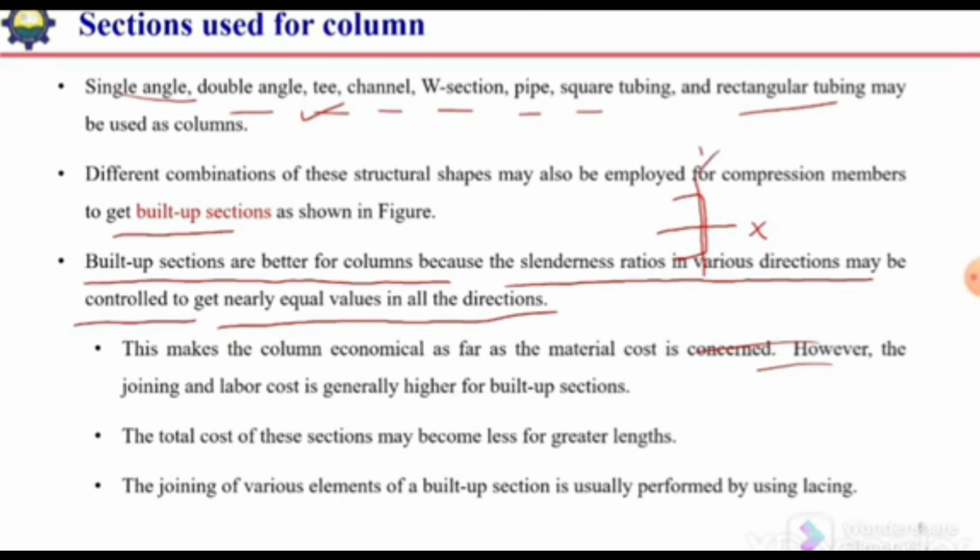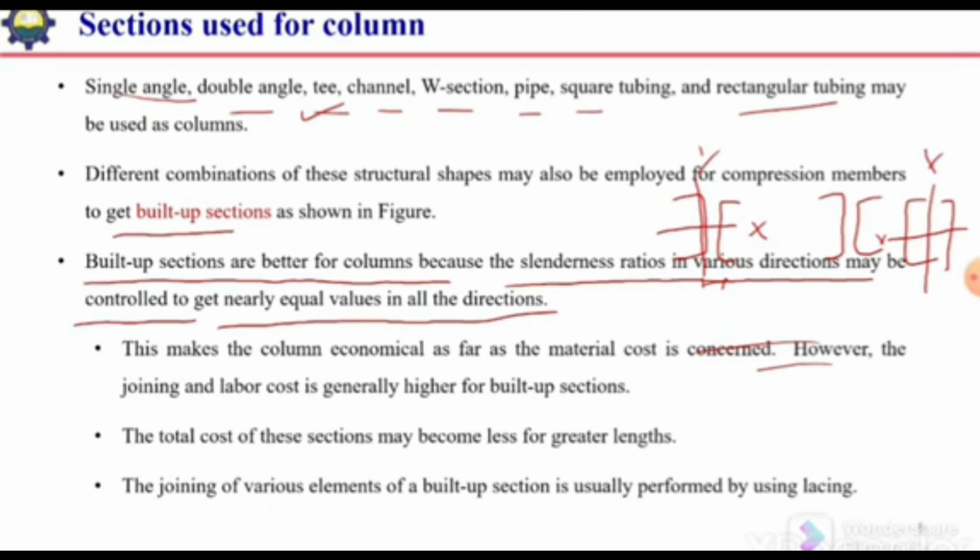So to make the slenderness ratio in both directions equal, we can make a built-up section. In that case, we can adjust the spacing between the sections, as well as decide the shape of this built-up section, either back-to-back channels or face-to-face channels making a box section. In that way, we can equalize the slenderness ratio in both directions. So the slenderness ratio about the y-axis as well as about the x-axis can be equalized.